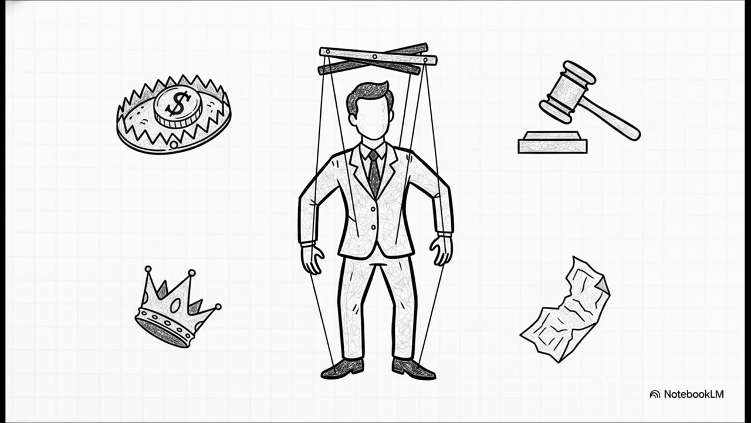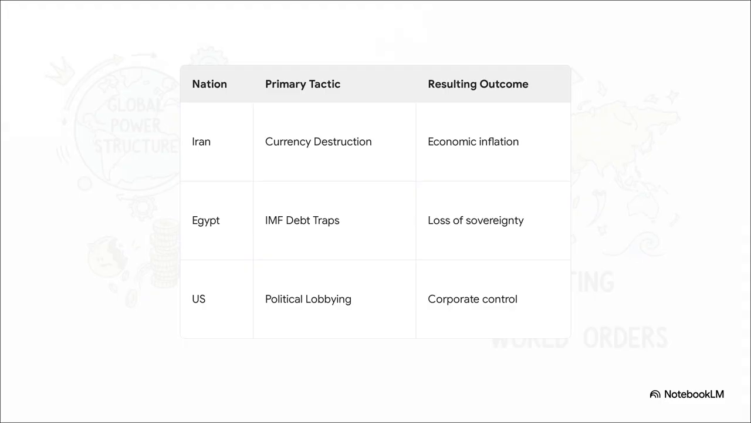We're talking about using IMF debt traps to leverage developing nations, lobbyist auctions to basically buy domestic lawmakers, intelligence-backed regime changes for states that won't cooperate, and even literal currency destruction to collapse savings and trigger civil unrest. Notice how these tactics are uniformly applied across vastly different nations, all to achieve the exact same goal: capital control.